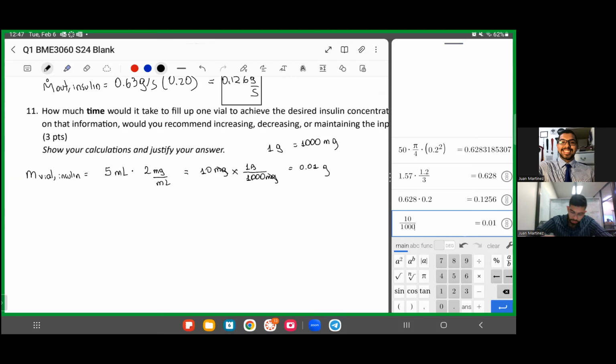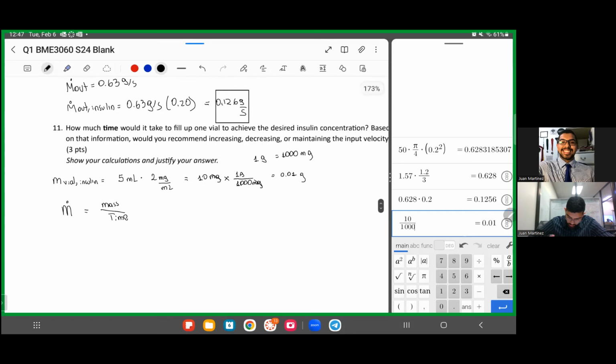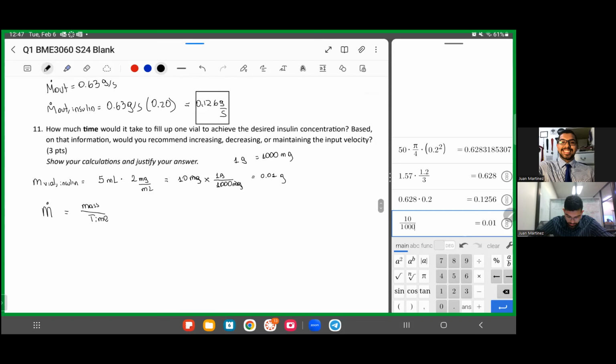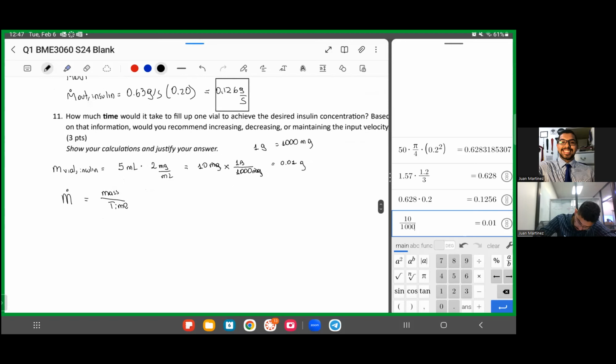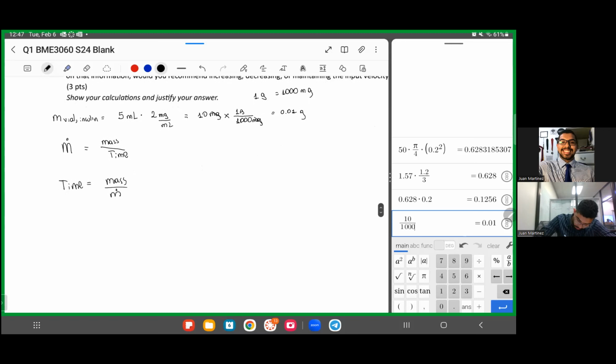And we know that the definition of mass flow rate is equal to the mass divided by the time, right? So if we already know the mass, which is 0.01 grams, and we already know the mass flow rate, which is 0.126, we can calculate the time. So the time is equal to the mass divided by the flow rate.